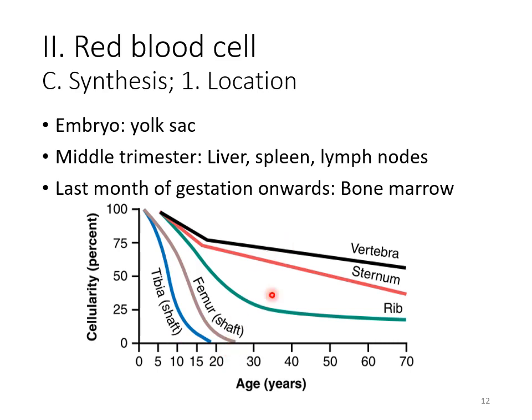So what is more active when we are adults? The bones that are more active for red blood cell synthesis in adulthood are the vertebra, sternum, and the rib, mainly the vertebra and the sternum. However, we also see that it steadily drops. The cellularity drops as we age.